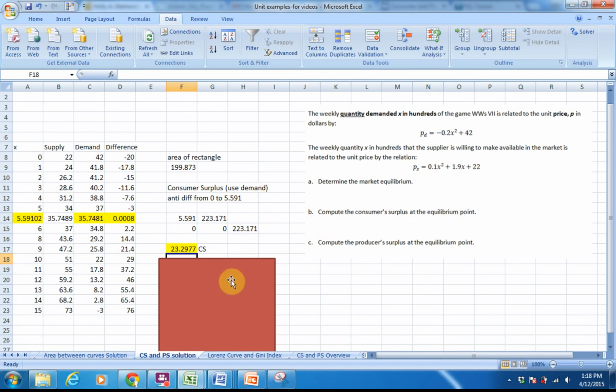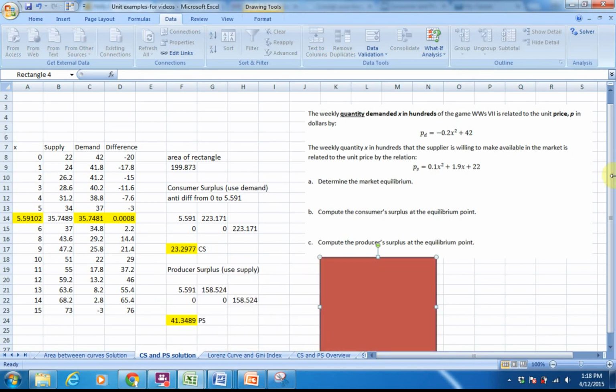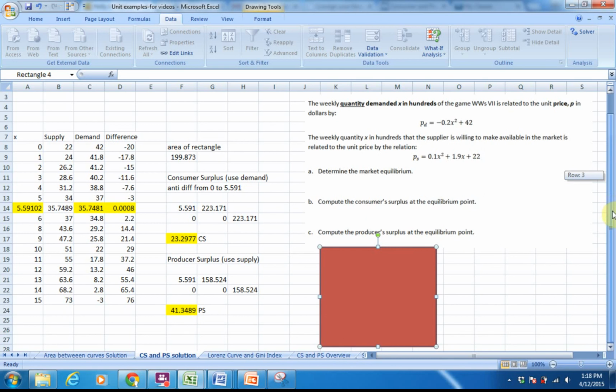You might want to pause the video here and see if you can do the producer surplus based on the notes I've already given you. And you know that I'm going to do it here in just a second. Okay, so for producer surplus, we're going to go through the same idea. 0 is the lower limit, 5.591 is the upper limit.